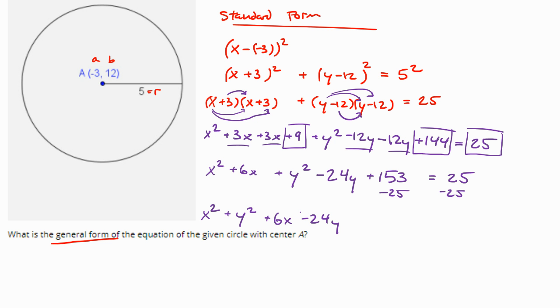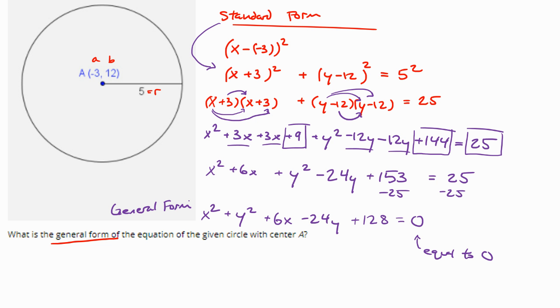Now remember, the order that you add things can change, and it doesn't change the sum. So that's why we're allowed to move the order of these things. I'm not changing the sign, I'm just moving the order. X squared plus y squared plus 6x minus 24y plus 128 equals 0. Remember, in general form, it's going to be equal to 0 and no parentheses. We've eliminated those back at the beginning. So it started in standard form right here, and we ended at the bottom in general form.